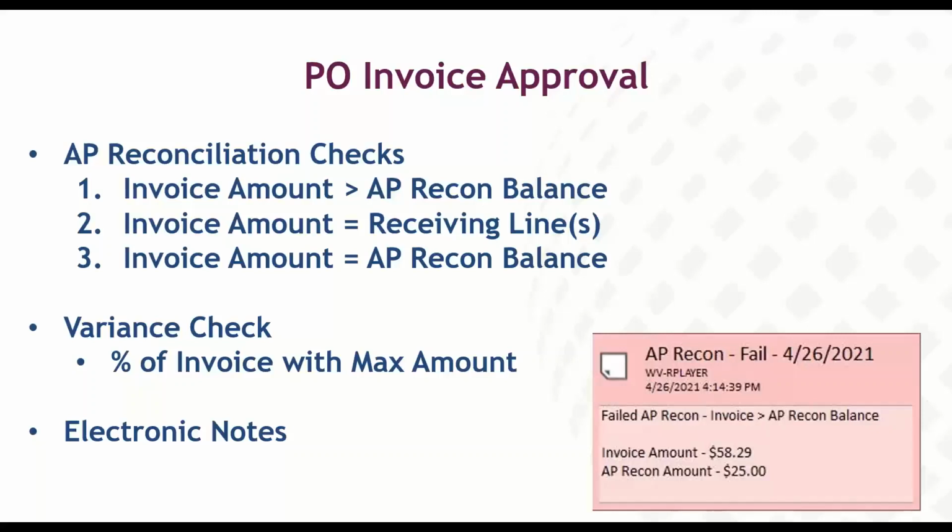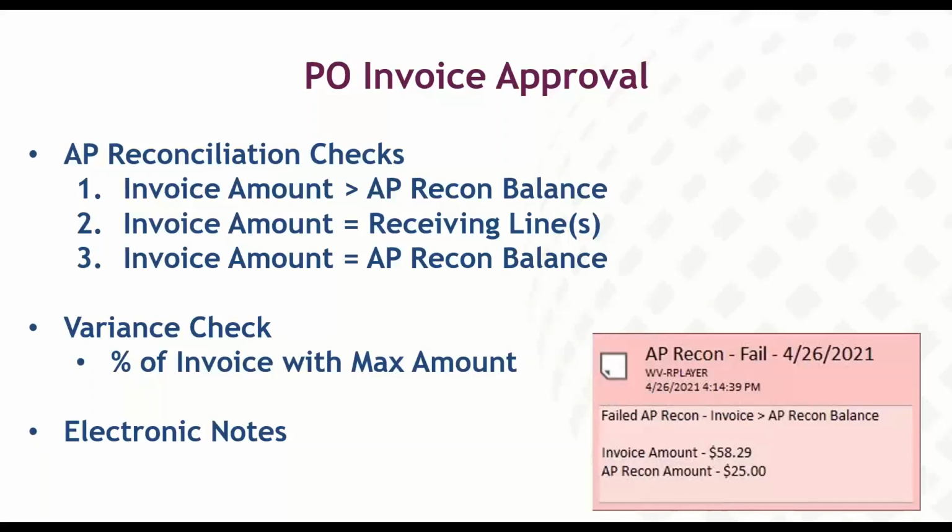And it's going to go through a series of AP recon checks. First of all, the workflow is going to look at that invoice amount. It's going to reach out to Agility and say, I have this invoice amount. Is the invoice amount greater than the AP recon balance that exists within Agility? If that invoice amount is greater, that invoice fails and will then be routed to someone to review and make sure the appropriate adjustments are made, obviously, before that invoice is approved.